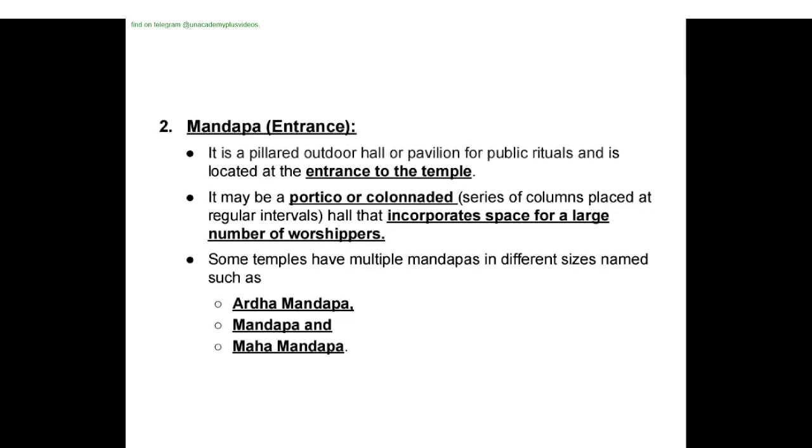Mandapa or entrance. It is a pillared outdoor hall or a pavilion for public rituals and is located at the entrance to the temple. It may be a portico or colonnaded series of columns placed at regular intervals, a hall that incorporates space for a large number of worshippers. Some temples have multiple mandapas in different sizes named such as Ardha Mandapa, Mandapa and Maha Mandapa.